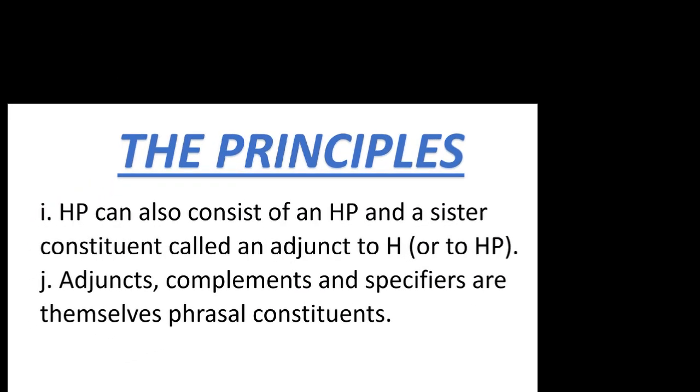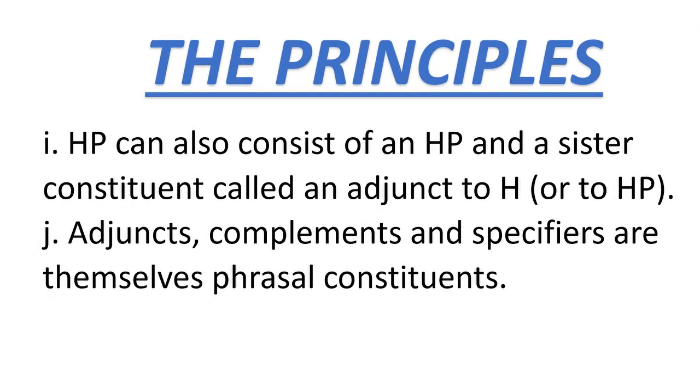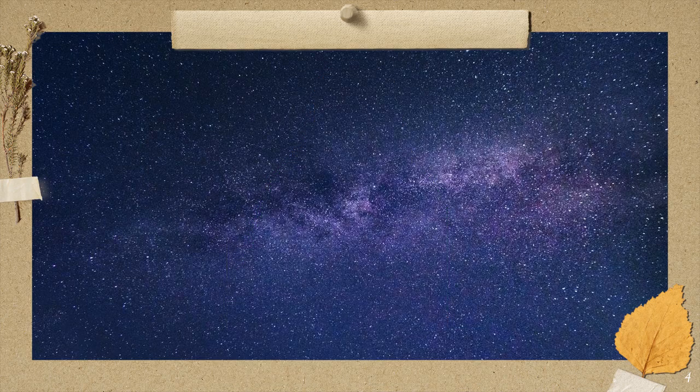I. HP can also consist of an H bar and a sister constituent called an adjunct to H. J. Adjuncts, complements, and specifiers are themselves phrasal constituents. While the basic principles A to E have close analogs in morphology, F to J only apply to syntax. The structures allowed by the theory can be depicted with three fragments in the next illustration.